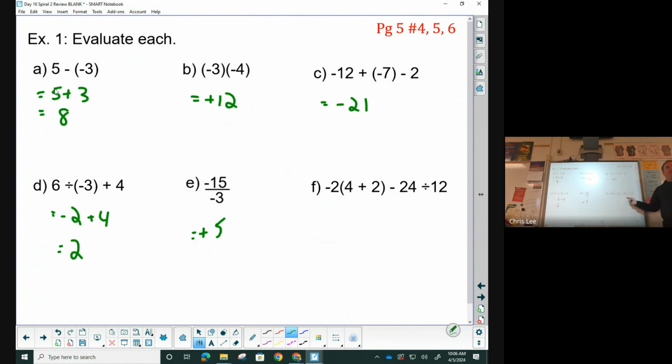BEDMAS tells me I gotta do what first? The brackets. Yep. Well, you could use rainbow. That's an interesting thing. It will work, but rainbow's usually used when there's an X there. Okay, here we can just do BEDMAS. With X's, we can't do BEDMAS, right? So let's do BEDMAS. Rainbow would work, though. I want you to know that. But let's just do BEDMAS. 4 plus 2 is 6.